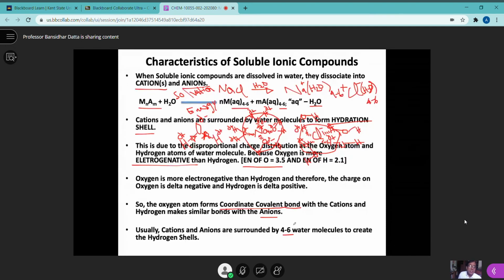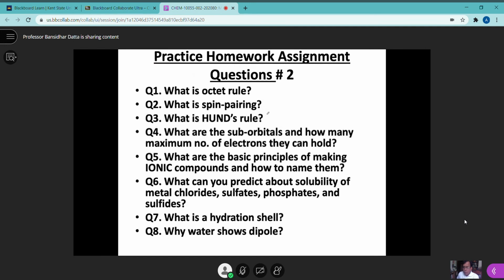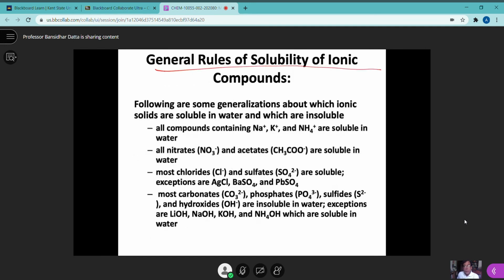So let's see, there must be some general rule, right? There must be a general rule for the solubility of ionic compounds, and that is here. So general rules of solubility of ionic compounds, and you must remember this. You must read this very carefully for the test. Obviously, the test is not open notes, right? You have to memorize it, you have to understand this. So what are those common rules?